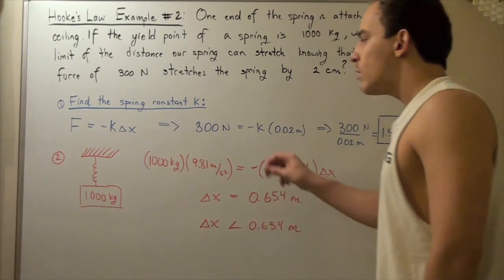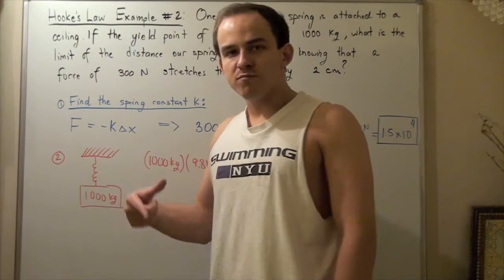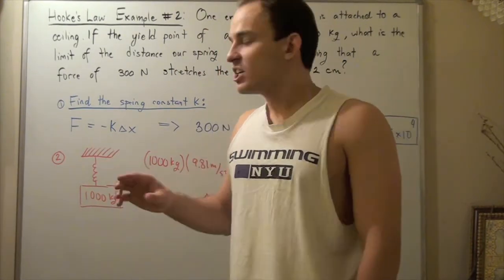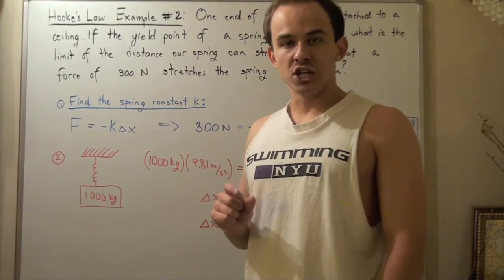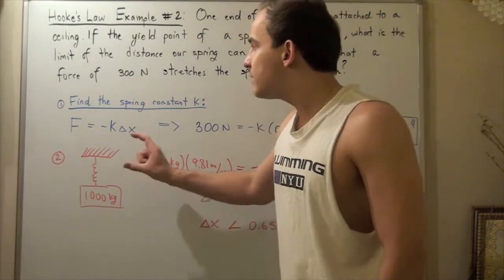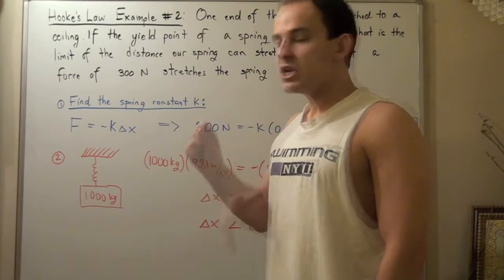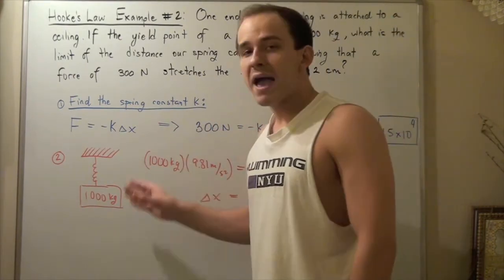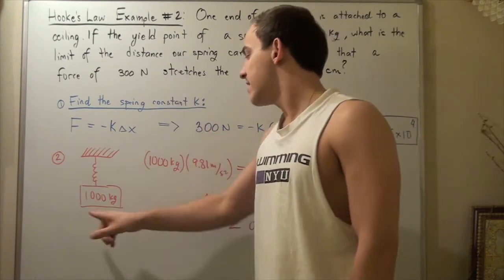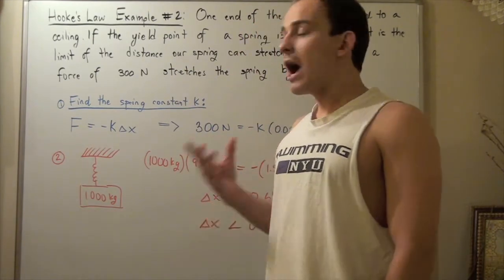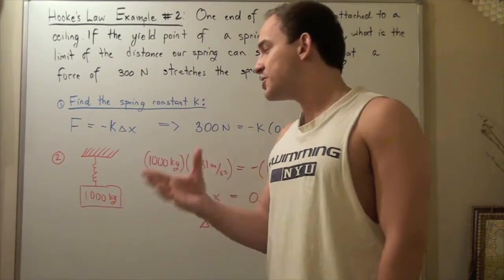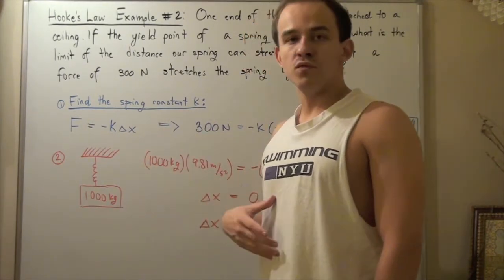0.654 meters. Now at this point, if I remove my mass, my spring will not go back to its initial position. That's because we have now reached our yield point. What that basically means is the following. If we attach a mass of anything less than 1,000 kilograms, our spring will resume its initial position after we remove that mass.